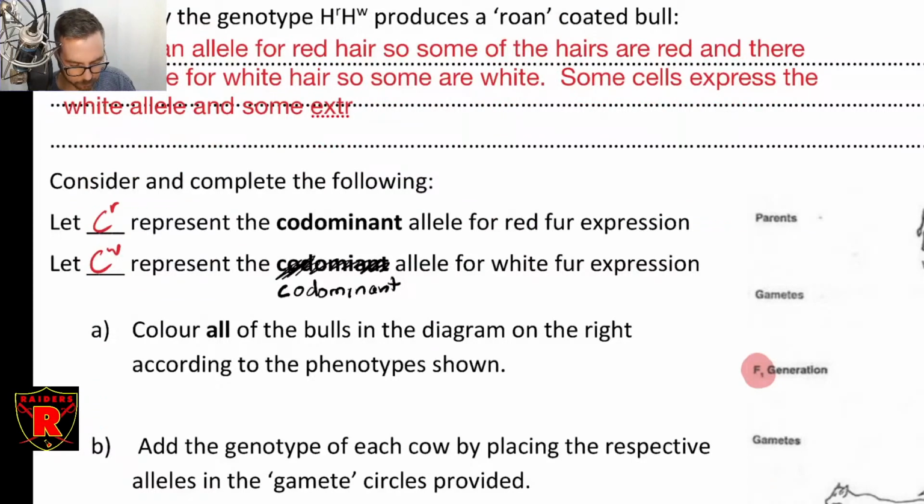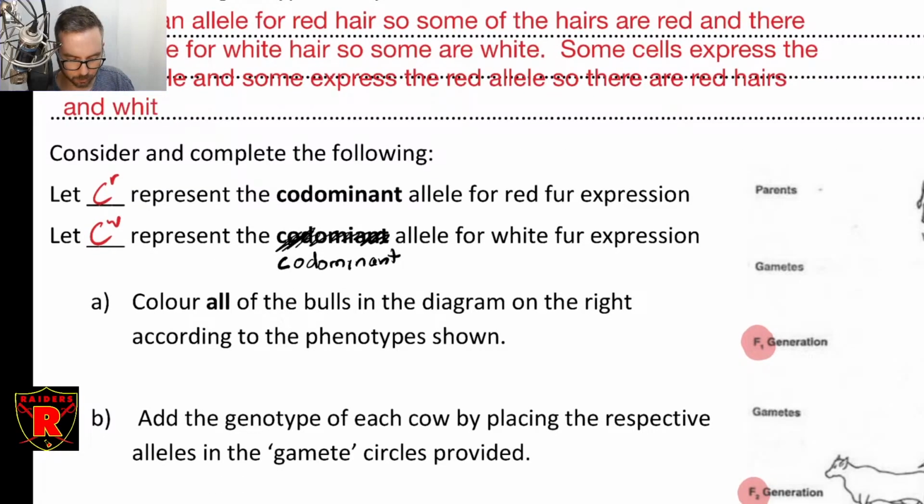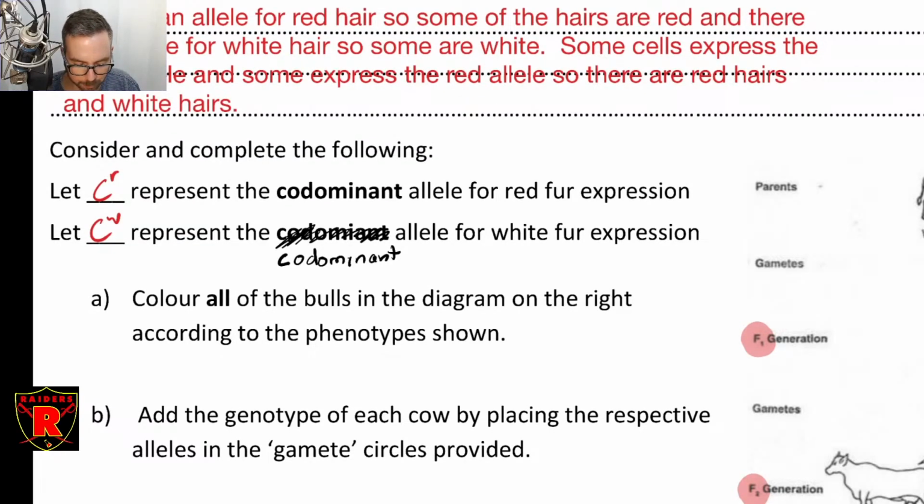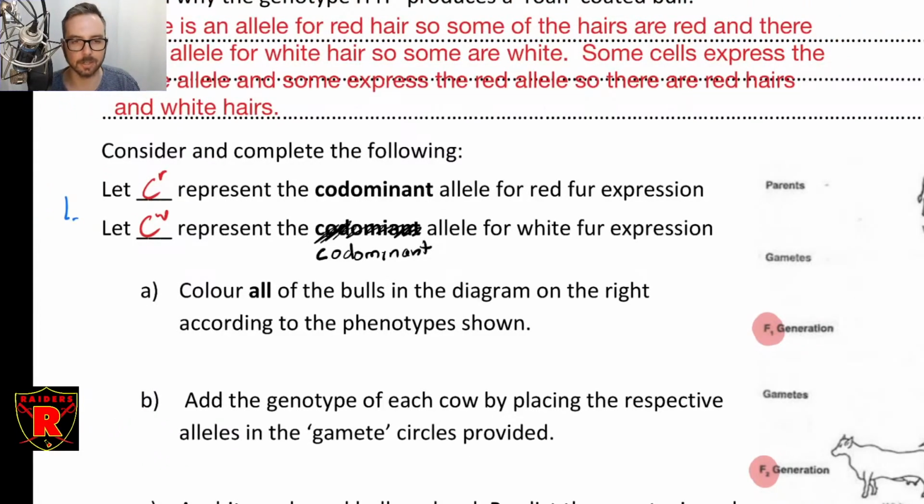Okay, some cells express the white allele, and some express the red allele. So there are red hairs and white hairs. Okay, so in a codominant relationship, both are expressed.